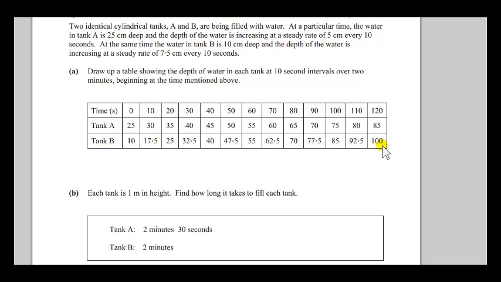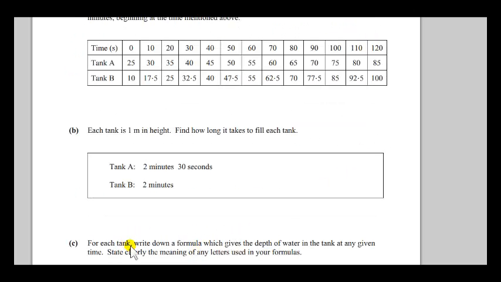Now tank B is easy. We can see from the table that at 120 seconds or 2 minutes, the depth of water is 100 centimeters. Next, we will write down a formula which gives the depth of water in the tank at any given time.